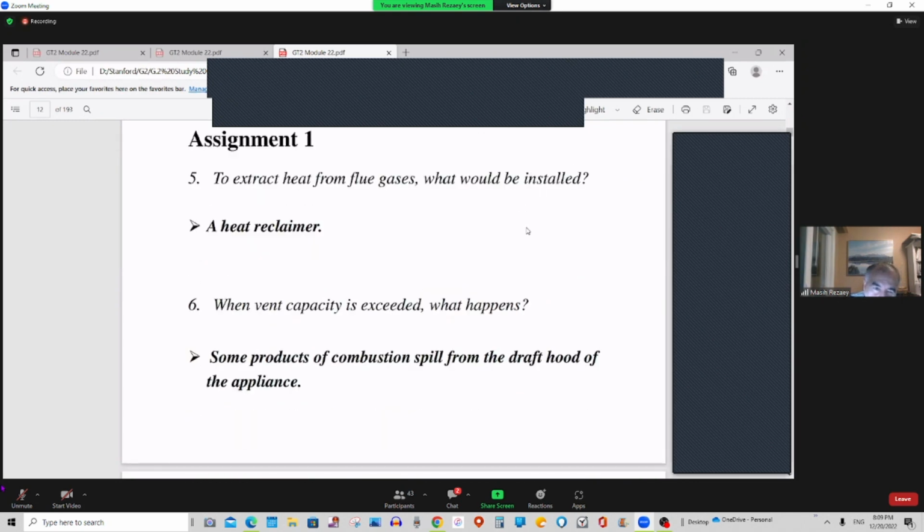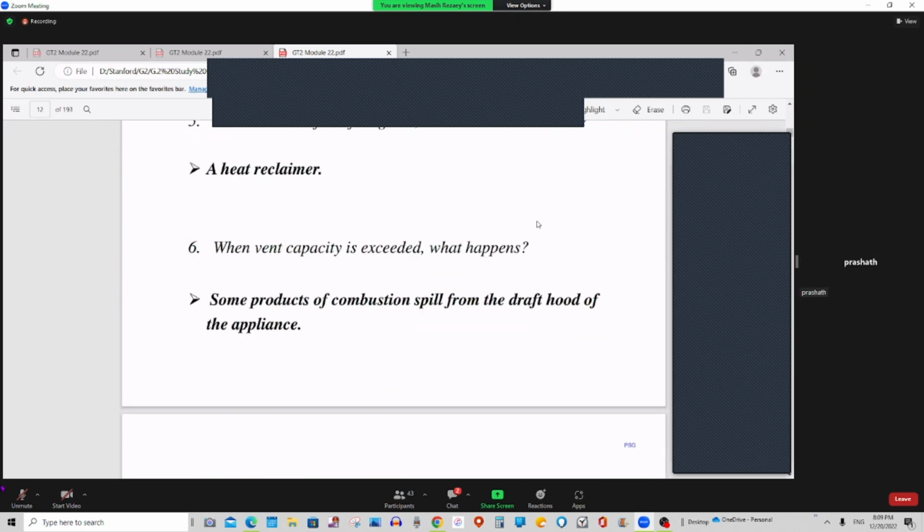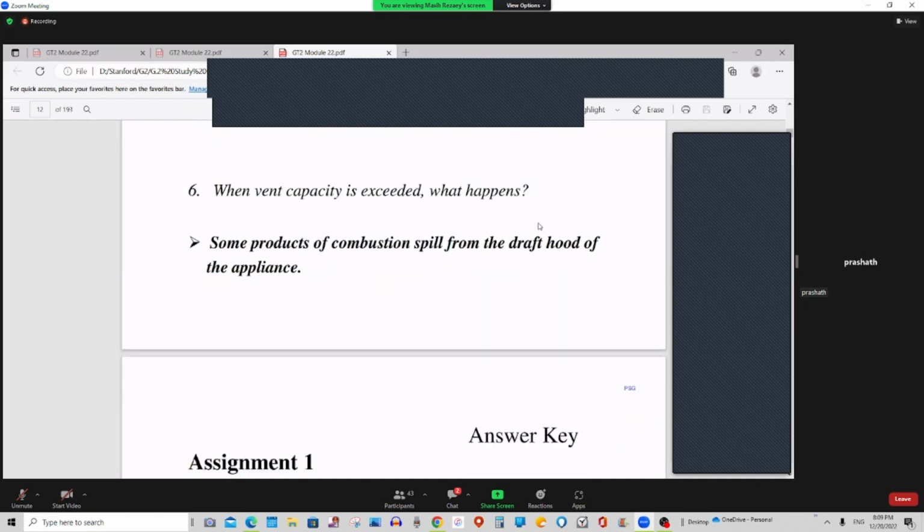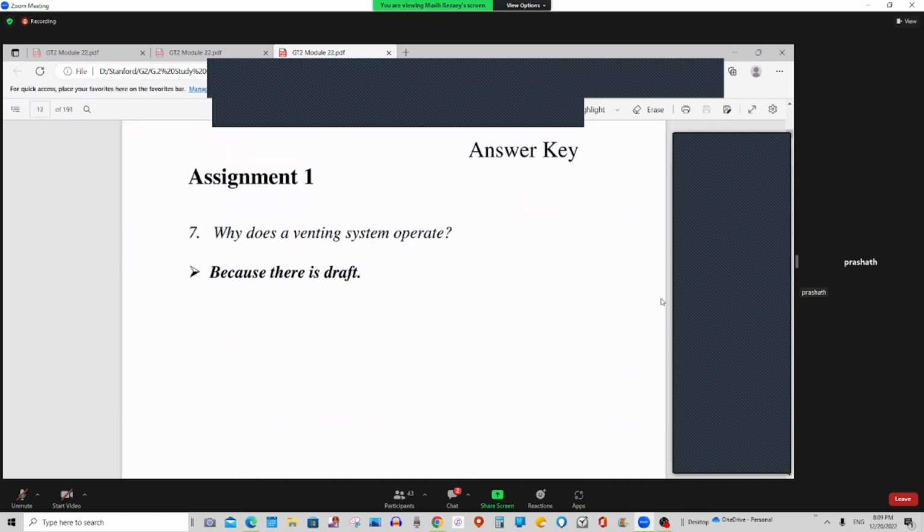Number 6. When capacity is exceeded, what happens? Some products of combustion spill from the draft hood of the appliance. Okay, thank you.